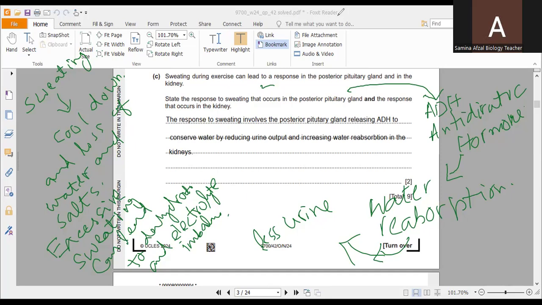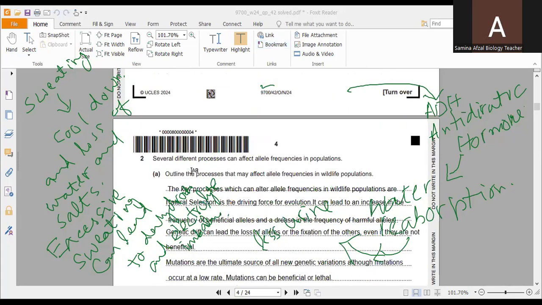This process is part of a negative feedback loop. What about the negative feedback? As blood volume returns to normal and blood solute concentration decreases, ADH secretion is also reduced. When the body is hydrated and the water potential is higher, ADH is reduced. Water reabsorption takes place to keep the body healthy and in a balanced condition. In this way, antidiuretic hormone plays a very crucial role.